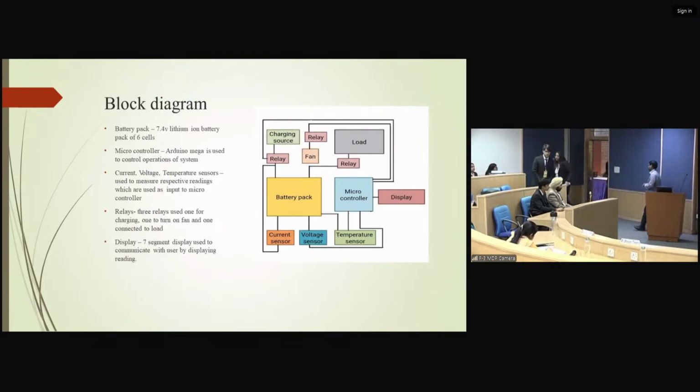So I used a battery pack of 7.4 volt lithium-ion battery, for a device I'm working on in the company, for which I have designed this battery management system. For the battery pack, I have used a microcontroller as a controller board, and then a relay system which will facilitate features like charging, load control, and controlling the cooling of the battery pack. So this is the flow chart.